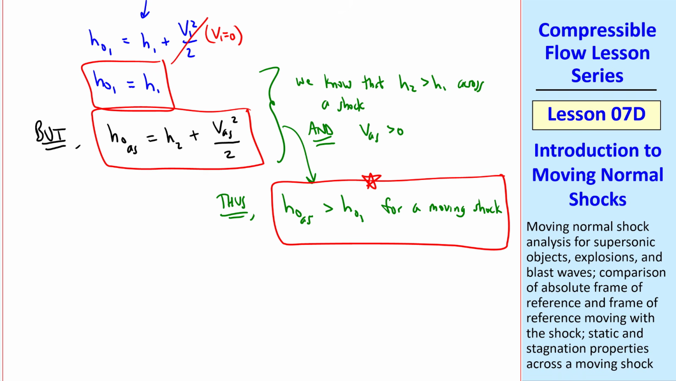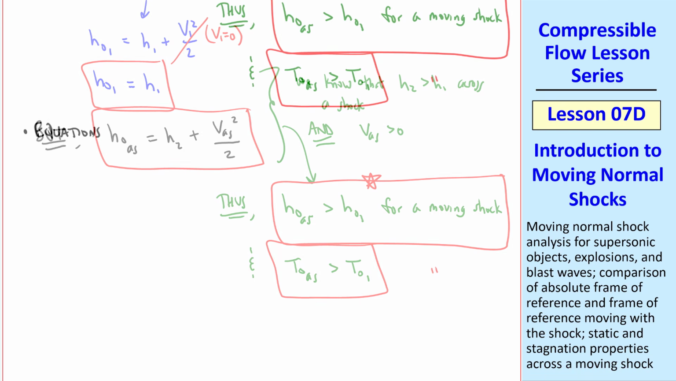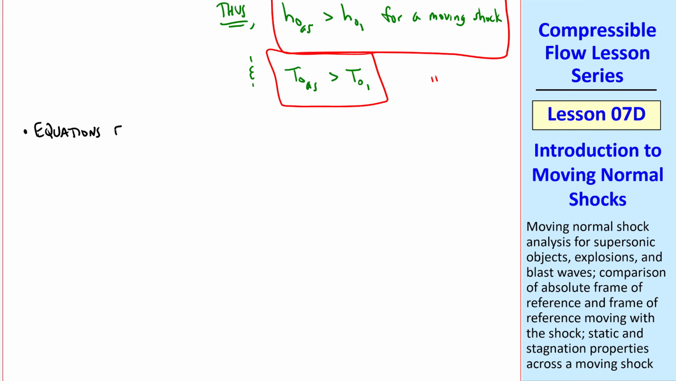This may be hard to grasp since we're so used to stagnation enthalpy not changing across a shock, but you can clearly see that since H2 is greater than H1 and we add some positive value, this must be bigger than this. A corollary to this is that T0 after the shock is greater than T01 before the shock, again for a moving shock. Finally, what are the equations for stagnation properties in the moving shock frame of reference?